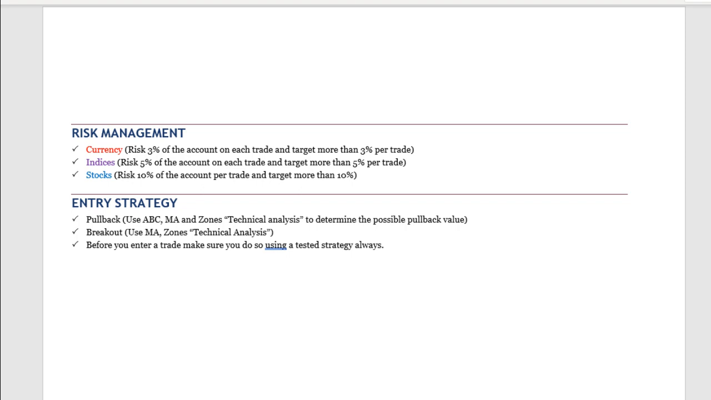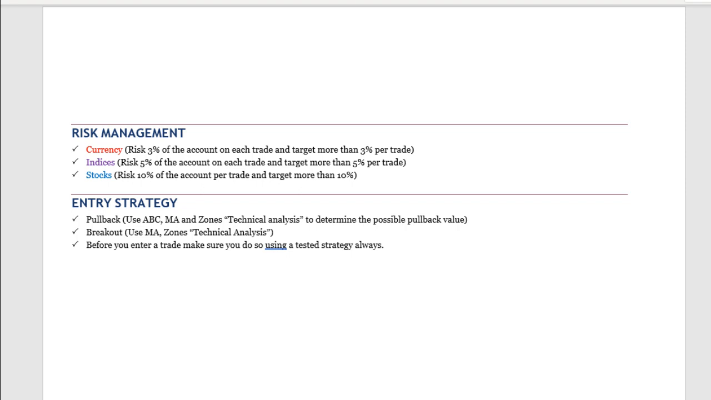So for me here, for currency, risk 3% of the account on each trade and target more than 3%. Obviously that is the rule. You have to risk less, yes, but the amount you're risking, you must be willing to get more on that trade. So that is the rule.